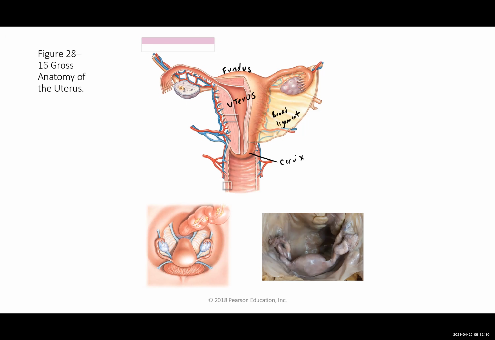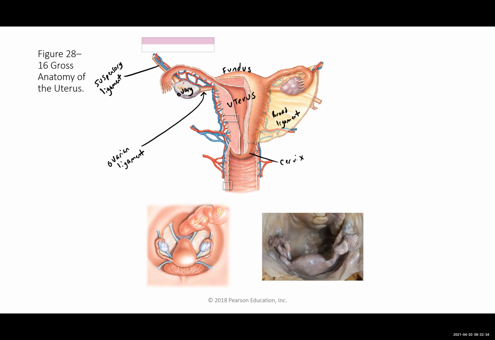We're seeing here, of course, the ovary, and holding the ovary in place we have both the ovarian ligament and we have the suspensory ligament.